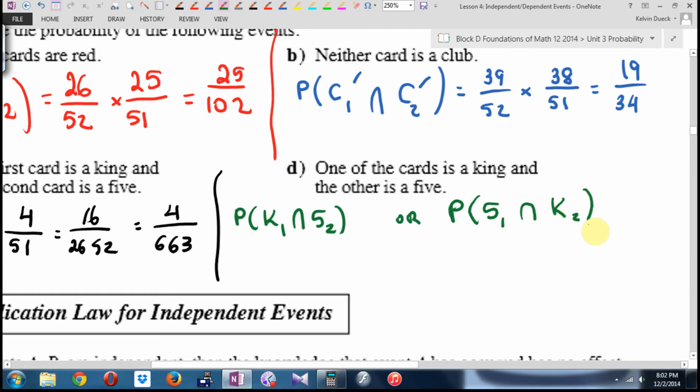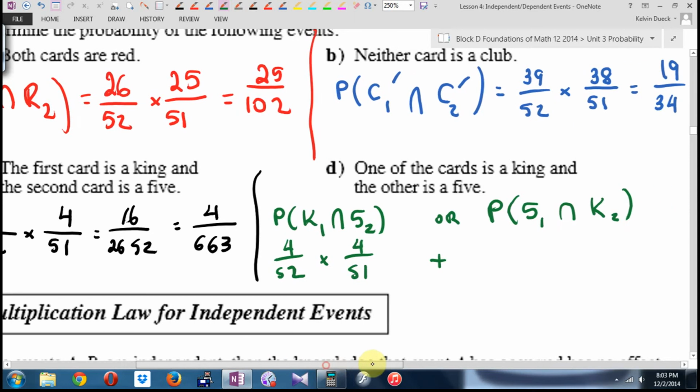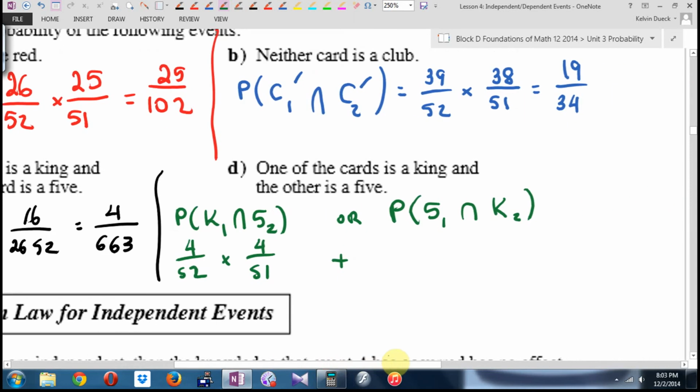Hey, what does or mean? Add. We already did king on the first and 5 on the second. We said it was 4 out of 52 and 4 out of 51. Now let's do the second one. This time we're going to get a 5 on the first. How many 5s are there in the deck? 4 out of how many cards are there? 52. And, okay, you picked a 5. How many kings are there?